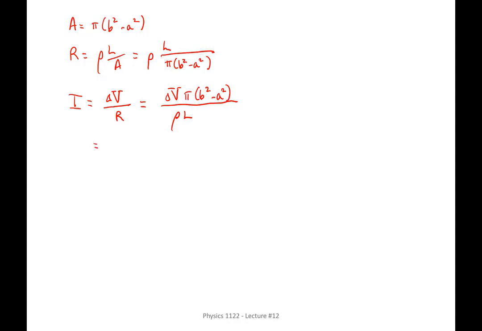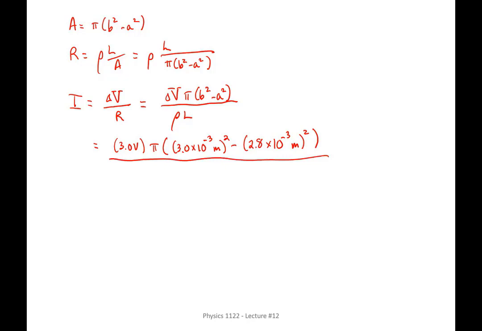So for delta V, I've got 3 volts. And then I'm multiplying it by pi times b squared, which is 3 times 10 to the minus 3 meters squared, minus 2.8 times 10 to the minus 3 meters squared, divided by the resistivity of nichrome, which was 1.5 times 10 to the minus 6 ohm meters, and then times the length of the nichrome tube, which is 0.20 meters. And this calculates to, for the current, 9.1 amps.